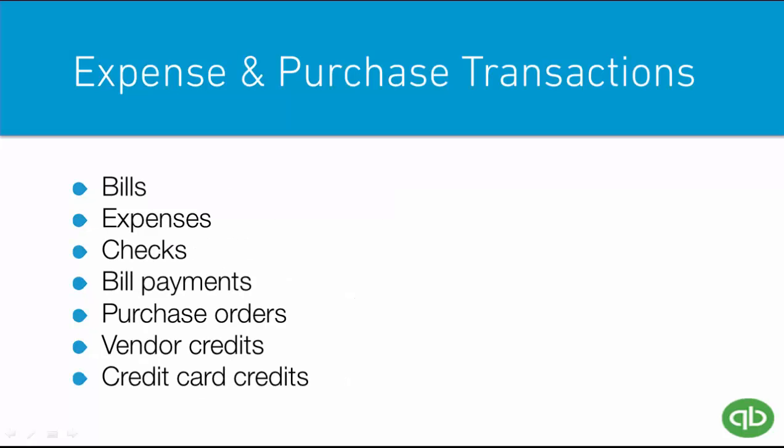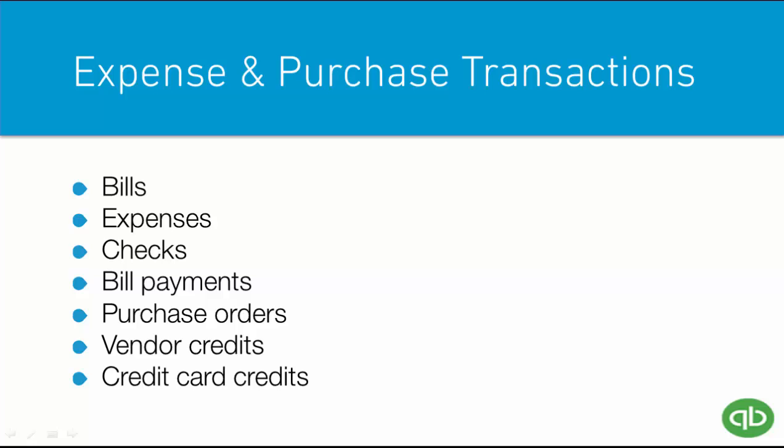The types of expense or purchase transactions which relate to monies going out are listed here. Bills, expenses, checks, bill payments, purchase orders, vendor credits, and credit card credits. Some of them are non-posting, such as purchase order, because purchase order may or may not lead to a bill.